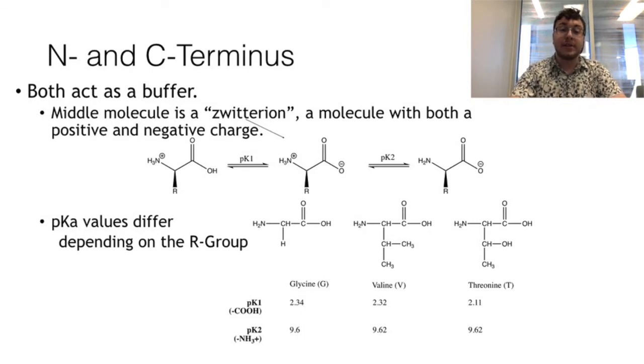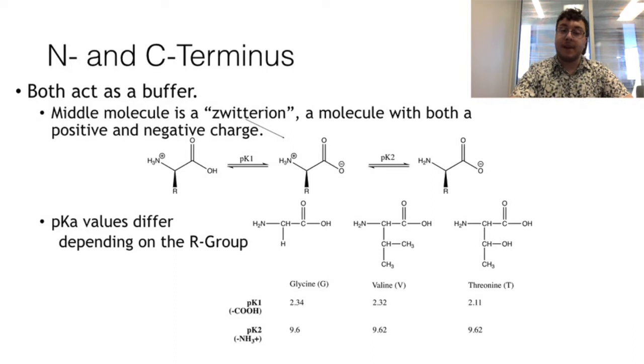The zwitterion will transition into a negatively charged residue at a higher pH. It's represented by the pK2 arrow. The amine group will lose its additional proton in a solution which is relatively basic, so whenever the pH is higher than the pKa of the amine group. This is because the solution is more basic than the amine.